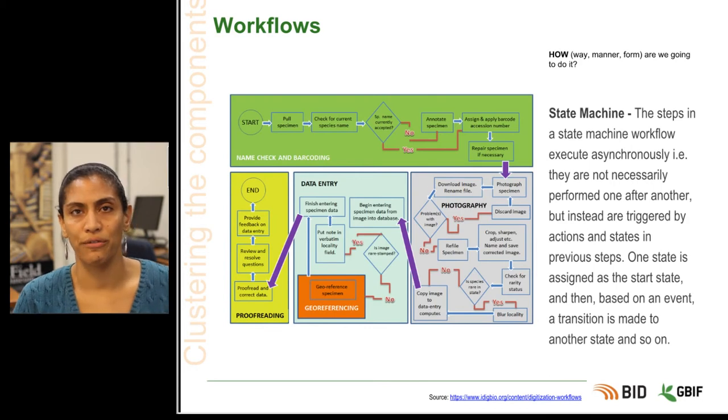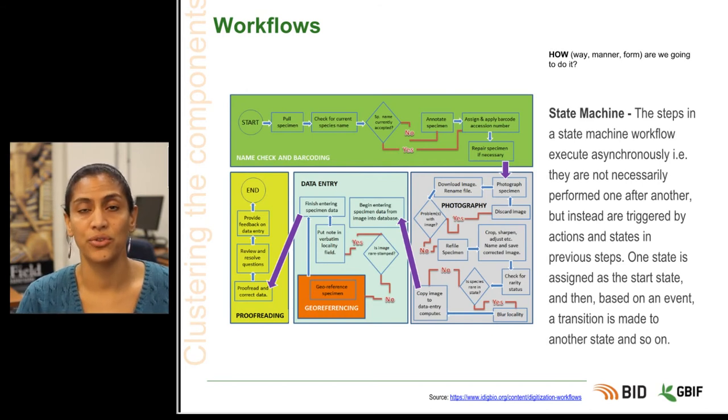The last workflow example is called state machine. This is probably the most complex form and is most often found in machinery, industry and programming logic. However, there are parallels and uses in the natural history world. Here, the steps within each task cluster happen asynchronously, i.e. they are not necessarily performed one after another, but instead can be triggered by actions and states in previous steps. One state is assigned as the start state, and then based on a particular event, a transition is made from one state to another, and so on.